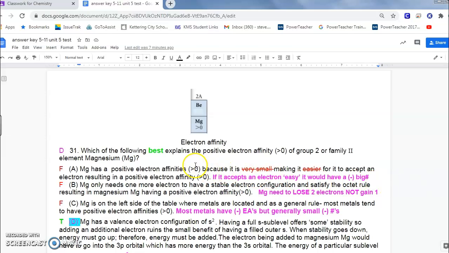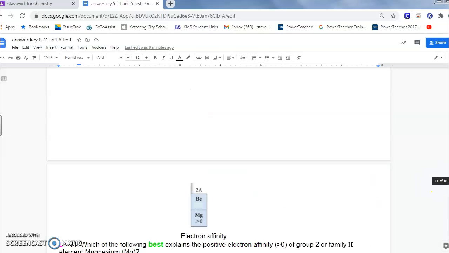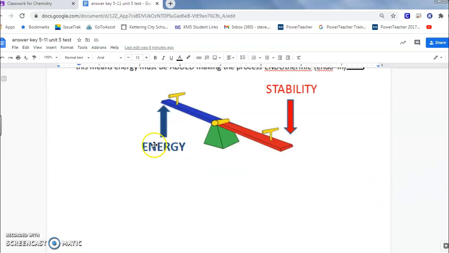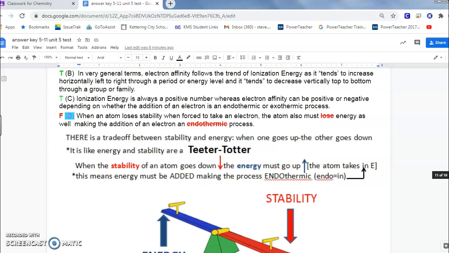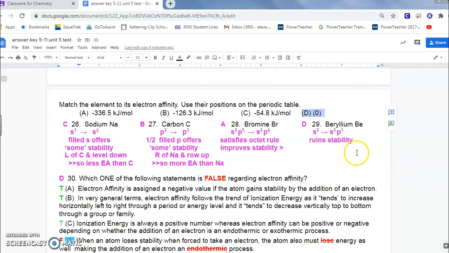Which of the following best explains why magnesium has an affinity that's often listed as 0, meaning it has no affinity for the electron, but it can also be listed as a positive number because we have to add energy to magnesium? Well, if we have to add energy to get magnesium to take the electron, it must mean magnesium's stability goes down. Why would magnesium's stability go down? For the same reason that beryllium did.